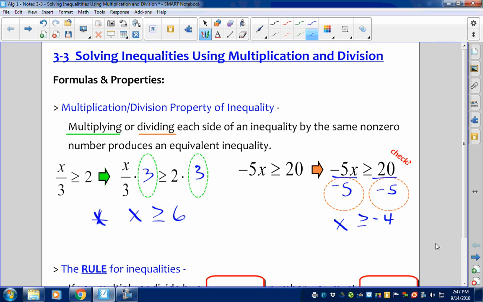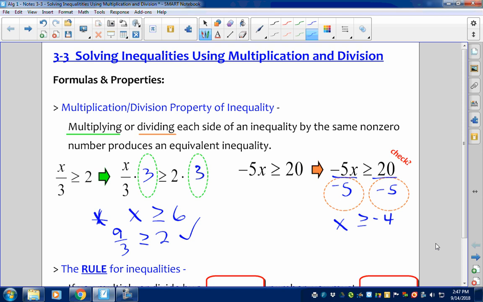I should go back over here and check on this first one. X greater than or equal to 6. One value that I could plug in here might be a 9. 9 is divisible by 3. So if I had 9 over 3, is that truly greater than or equal to 2? Yes, it is. 3 is greater than or equal to 2. 9 divided by 3 is 3. So that one is true.